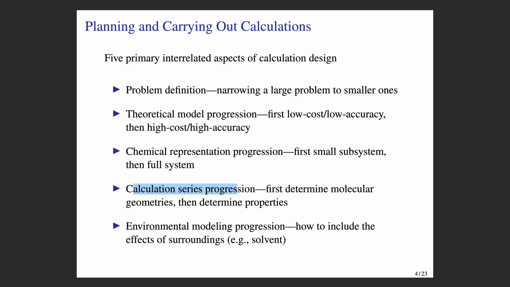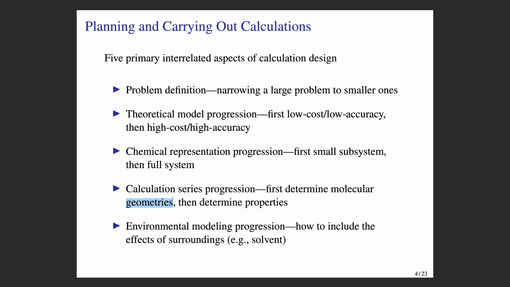The calculation series progression, that's what do you do? What do you obtain first? And so often what you need to do is to find a good starting geometry for your compound of interest. If a crystal structure is available for your compound, great, you might start with that. If it's a small molecule, you'll just build that. You can guess what the geometry should be using elementary chemical theory. Then you can start with that geometry.